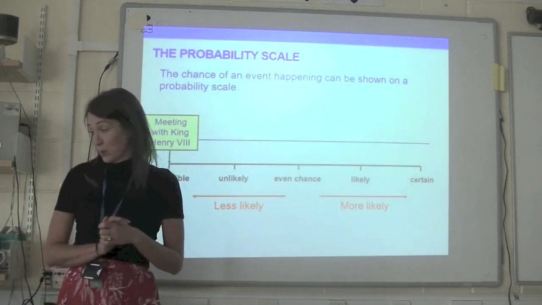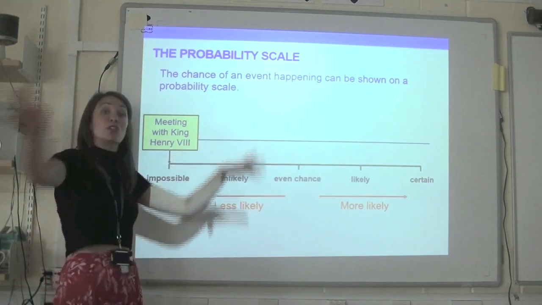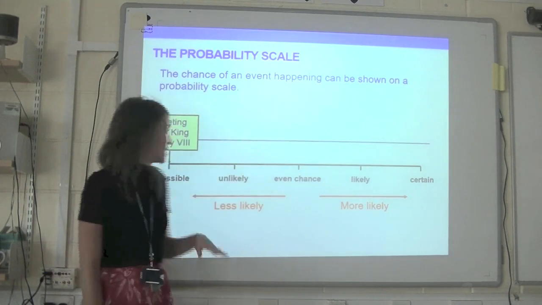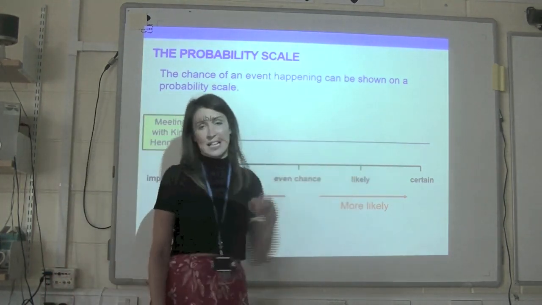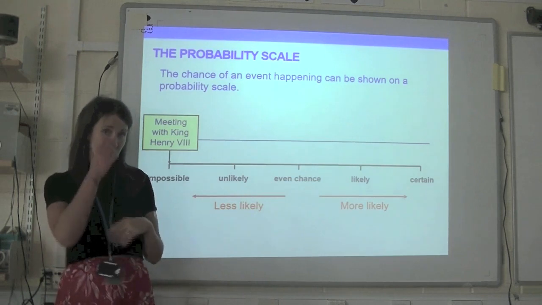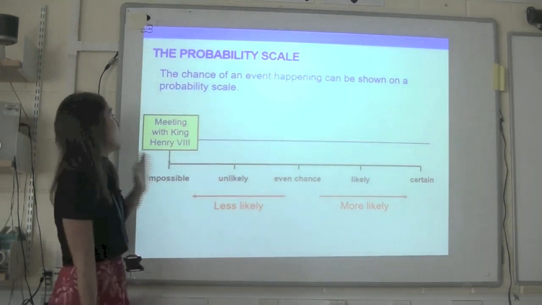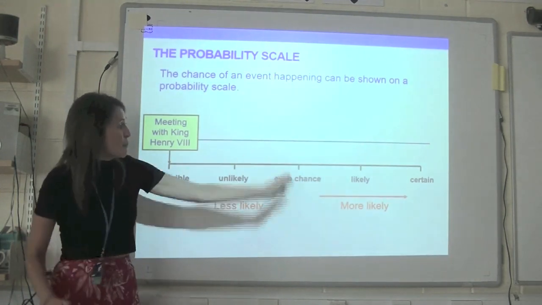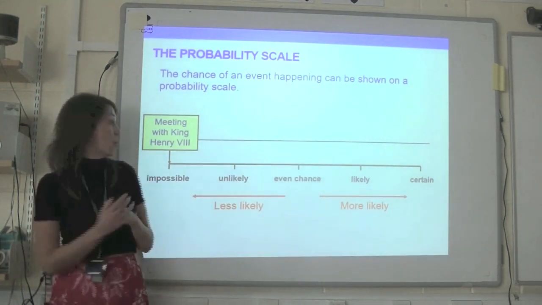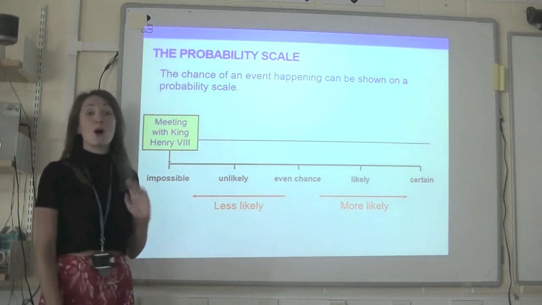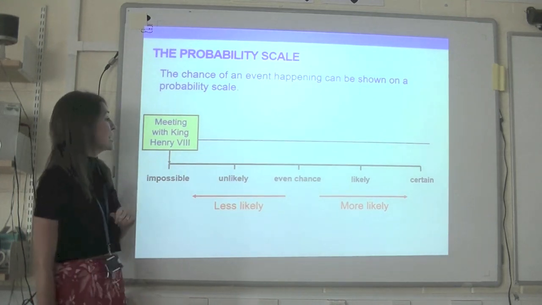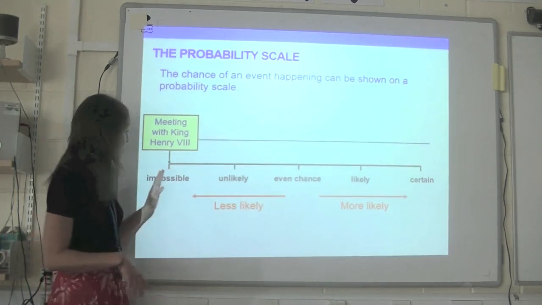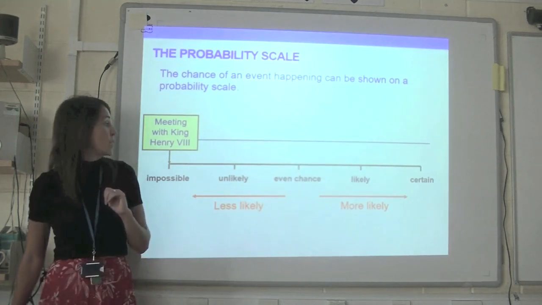So, some examples. If we were in class again, I'd ask you to come up with some ideas of some events that are impossible, unlikely, even, likely and certain. And we'd all have some good ones, I'm sure. But because you're not here with me yet, I have picked some events just to mark each part of the probability scale. So something that is impossible is you meeting King Henry VIII. You can't go back in time and meet King Henry VIII. That means that event is impossible.